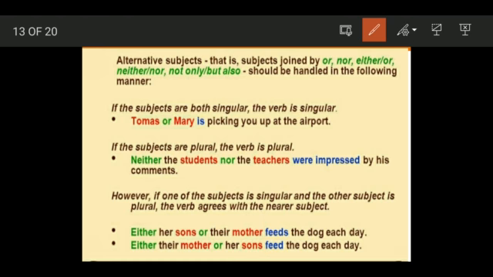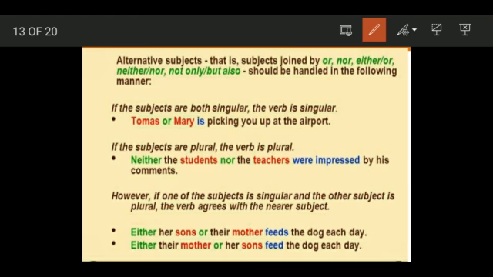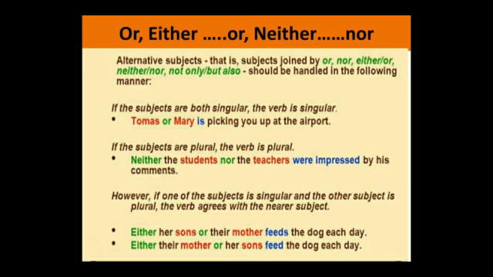So in the case of either-or, neither-nor, when both are singular, you will simply write a singular verb. When both are plural, you will write a plural verb. If one is singular and one is plural, whichever subject is given close to the verb, the verb will agree with that subject. If it is singular, it will be singular. If it is plural, it will become plural. I hope this part is very clear to you, that in the case of either-or, neither-nor, the closest one to the verb is what is taken care of.